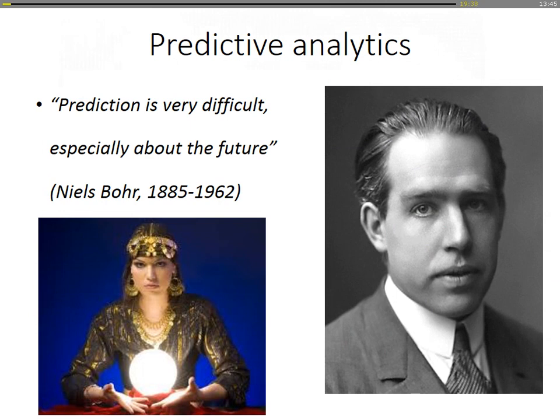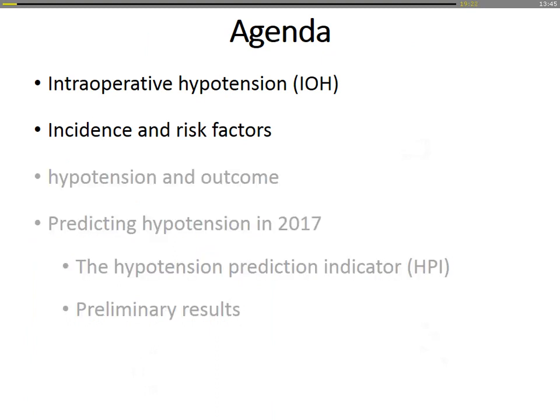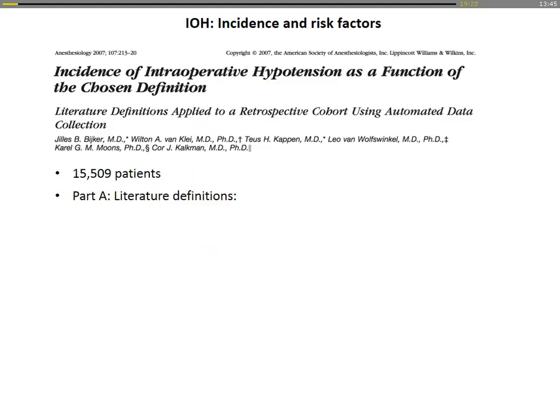You saw that before. So predictive analytics, prediction is very difficult, especially about the future. This is Niels Bohr. And we try to apply it now to prediction of hypotension. But let's first step back and say what is hypotension and what are the risk factors.